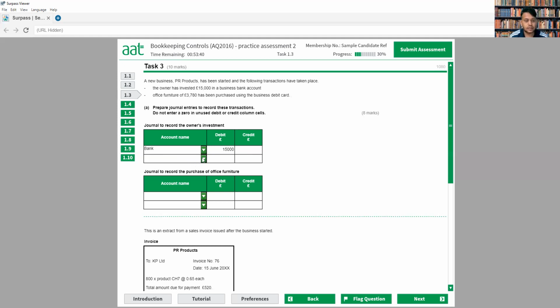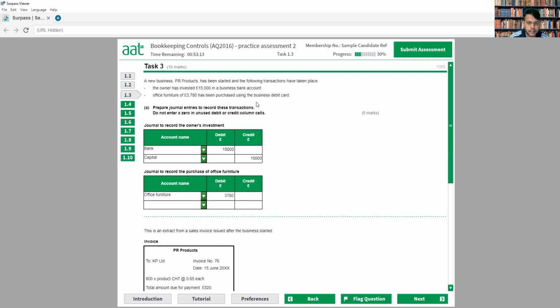The asset will go up. And it's a capital because the owner giving the money. If owner give any money to the business, it's a capital. And capital is always credit. Journal to record the purchase of office furniture. So if you buy the office furniture is expense. So it's a purchase. Office furniture is expense. It's a debit for you. It's expense. That is 3780.